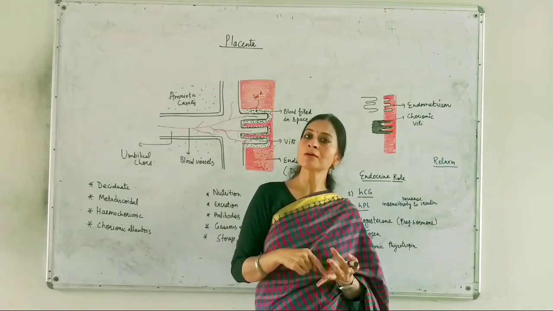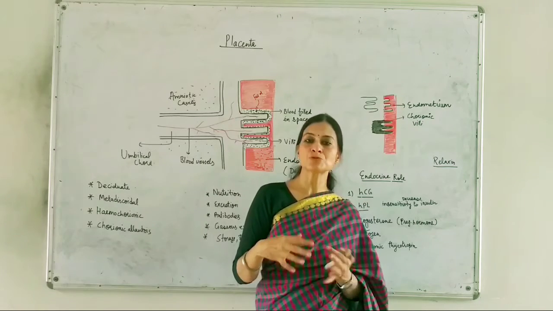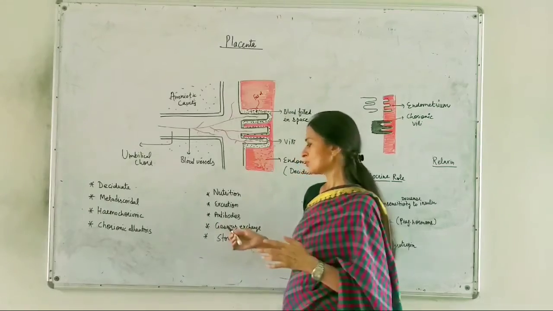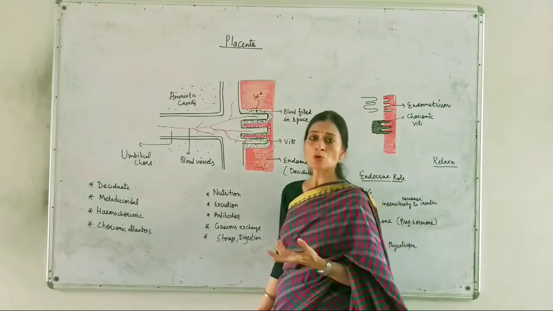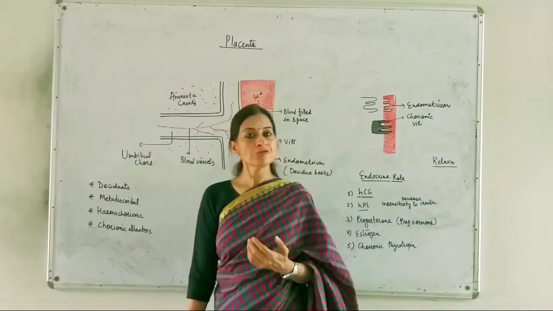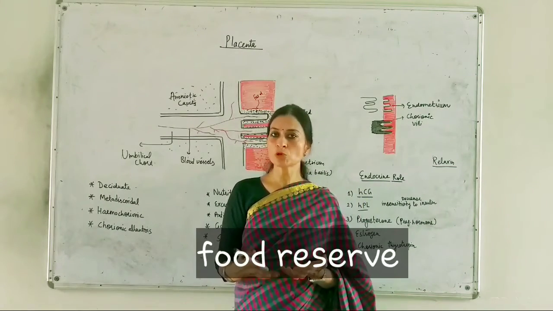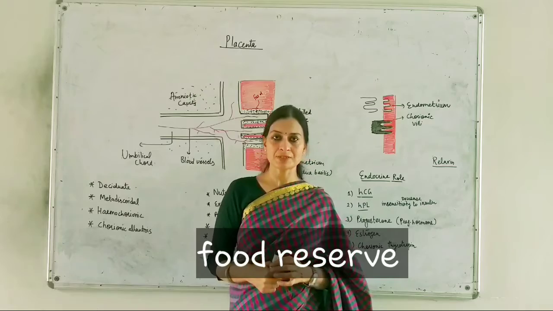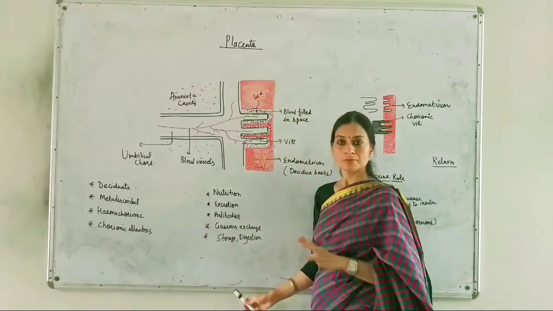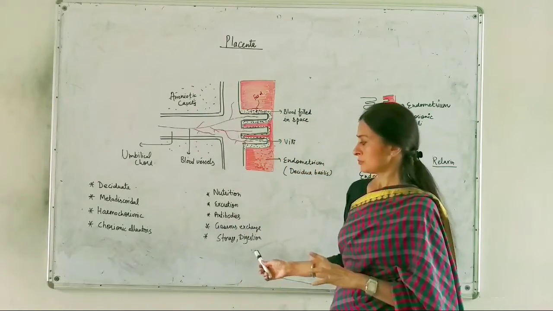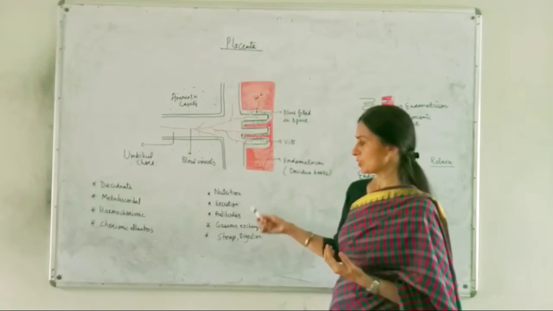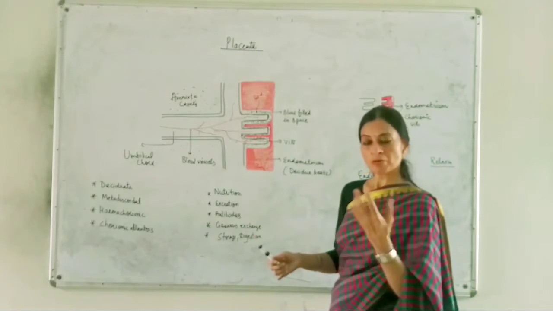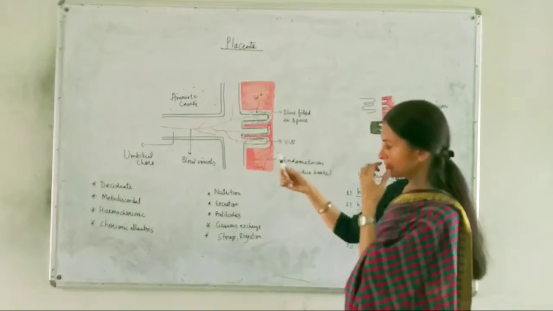It protects the fetus from different types of diseases. So it is also helping it to protect from the diseases, and it also stores the glycogen or the fat. It also helps in storage of food for the fetus. So these are the exchange type of functions in which the various materials are exchanged with fetus and mother.